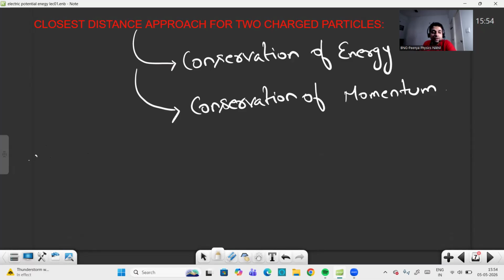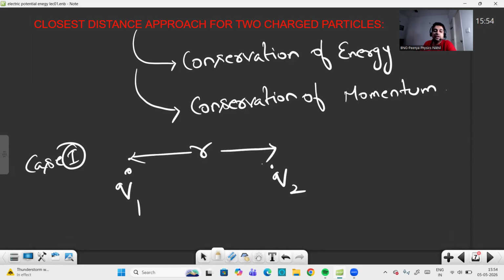For example, in one case, if there are two charges, let Q1 and Q2, initially separated by a distance r, and Q1 is given a certain velocity v. Correct. Now in the question it's asking what is the closest distance of this system of charges. Here Q2 is fixed, meaning Q2 cannot move. So how close can Q1 come to Q2? Let it come at most R dash. So we have to find the R dash value.